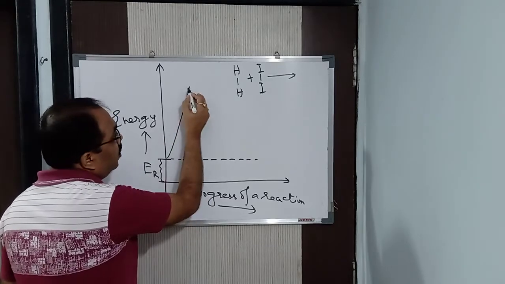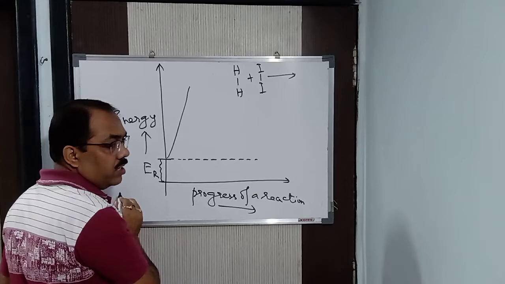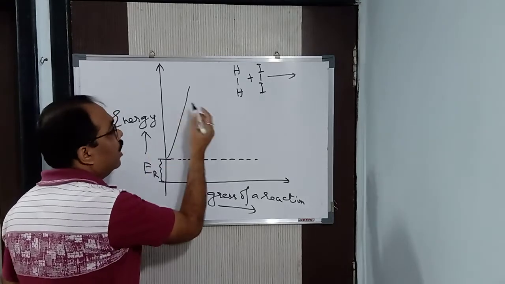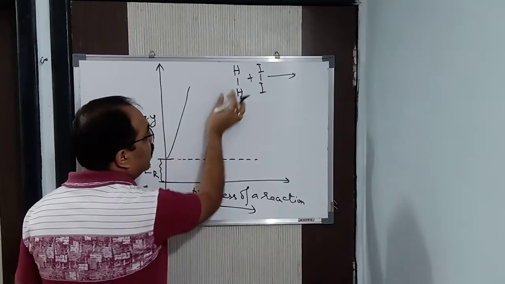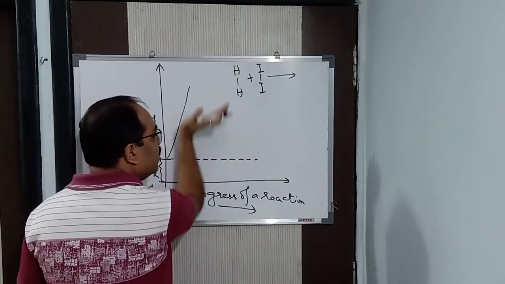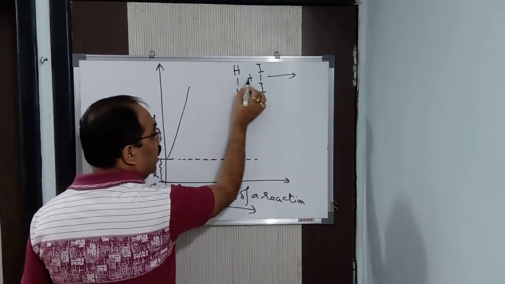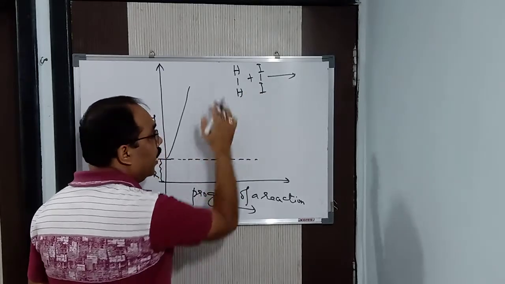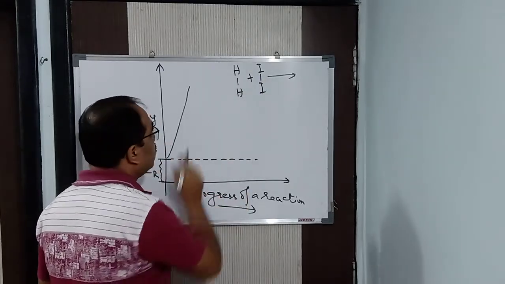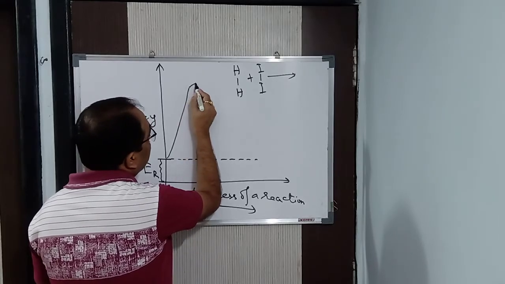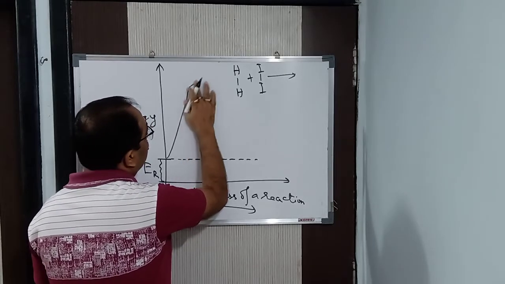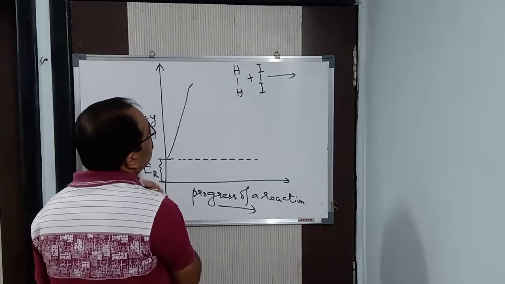It is going to rise to a certain level, to a maximum. Why is energy rising? Because energy is absorbed to break this old bond. In this way the energy is increasing. It increases to a certain extent. Let us say it increases up to this much.